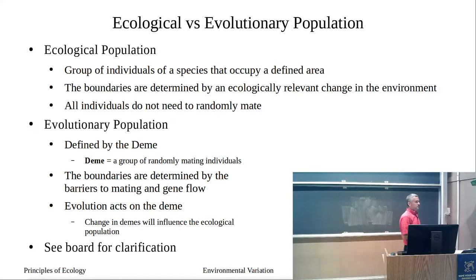Evolutionary populations, on the other hand, are defined by a deme. A deme is a group of randomly mating individuals. So our evolutionary population consists of only those individuals that are taking part in random mating. Why is random mating important?